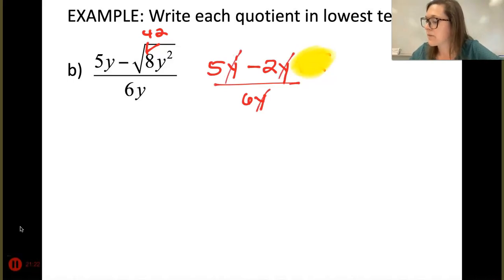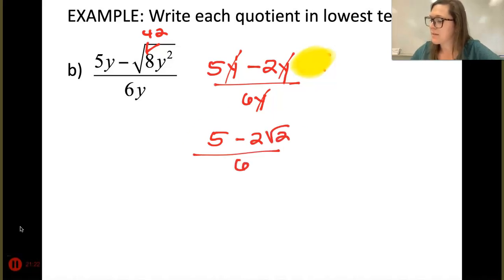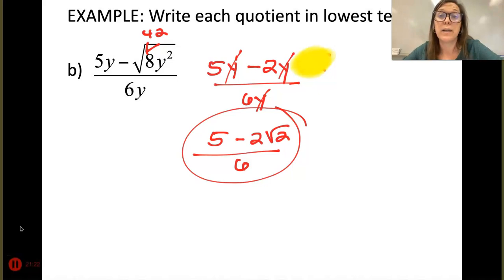Well, I can take out a y everywhere. I can't take out a number. So now I'm left with 5 minus 2 times the square root of 2, all over 6. And that would be your simplified in lowest terms, right? Your simplified form. Okay, that concludes your notes, everyone.